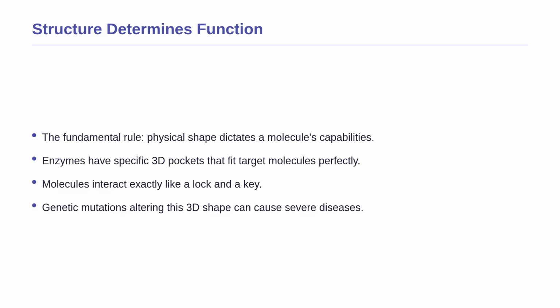This brings us to an important question. Why do we care so much about the three-dimensional shape of a protein? The most fundamental rule of molecular biology is that structure determines function. The physical shape of a molecule dictates exactly what it can do. For example, the enzymes in your stomach have a specific three-dimensional pocket that perfectly fits the food molecules you eat, acting exactly like a lock and a key. If a genetic mutation changes that three-dimensional shape even slightly, the key might no longer fit, which can lead to severe genetic diseases.